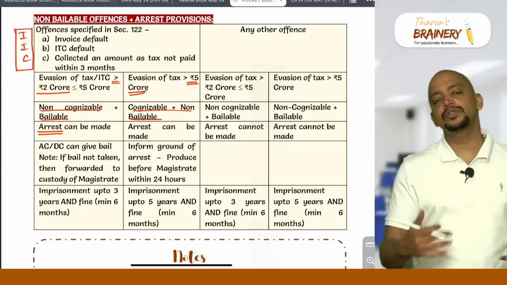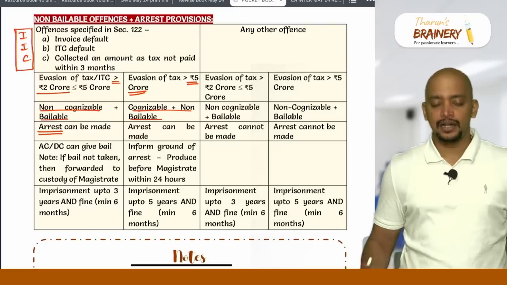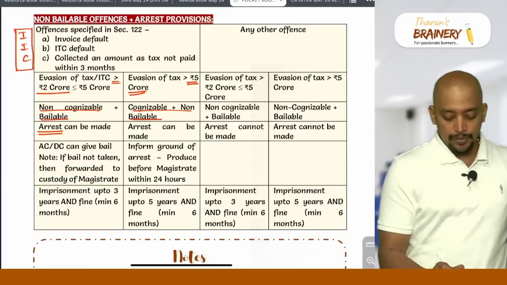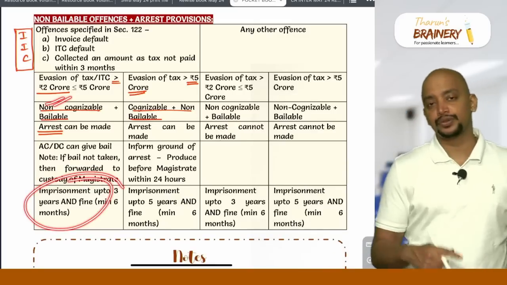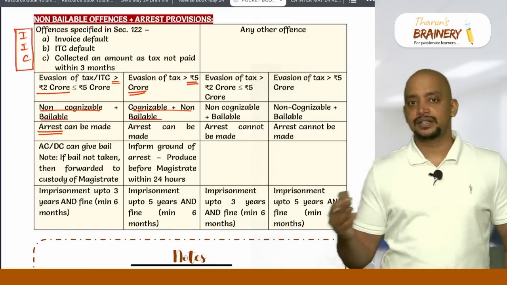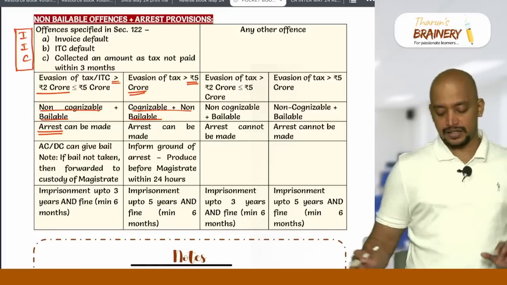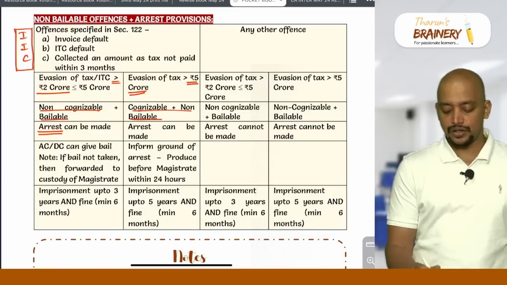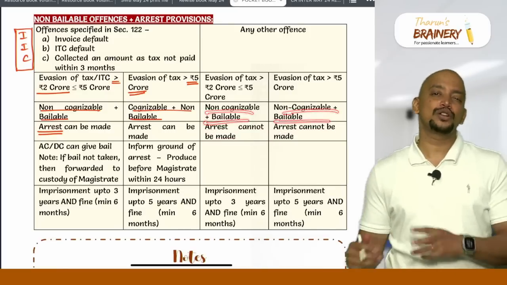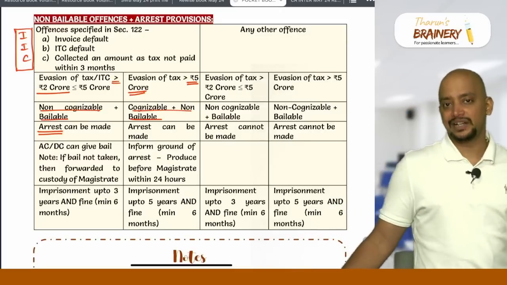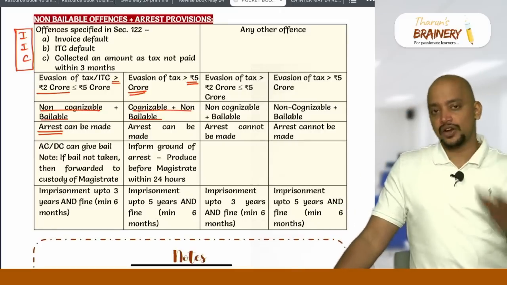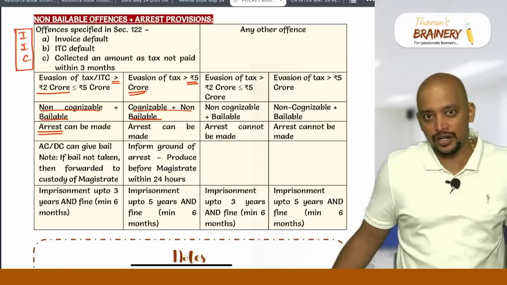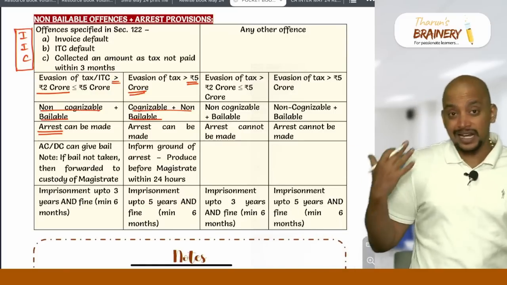Suppose the person who is arrested does not submit any bail application, then he is forwarded to the custody of the magistrate, and as the amount exceeds 2 crores, the imprisonment will be up to 3 years and fine. What about other offences? In case of other offences, there is no arrest. Arrest cannot be made, and all these are called non-cognizable and bailable, but that is something silly, because in law they gave it like that. When arrest itself is not there, what is the need of calling it bailable or non-bailable? But in the exam you need to write this, no other go.